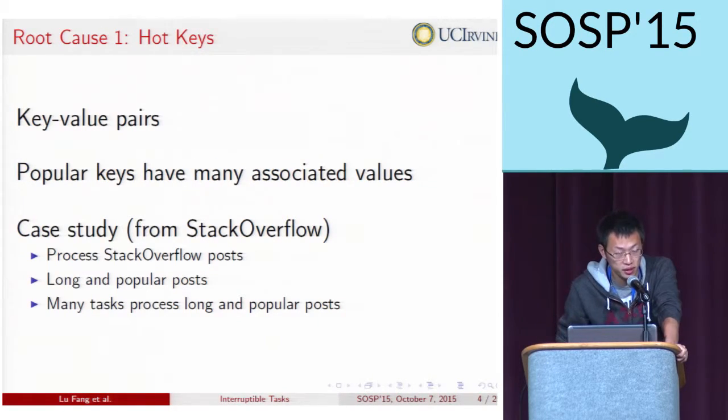Here is an interesting example collected from Stack Overflow. Developers try to process all Stack Overflow posts. Some posts are quite long and very popular. They have a lot of comments. When they try to process this kind of long and popular post, it consumes a lot of memory, almost the whole heap. Suddenly, the system suffers from memory pressure, and the program crashes because of an out-of-memory error.